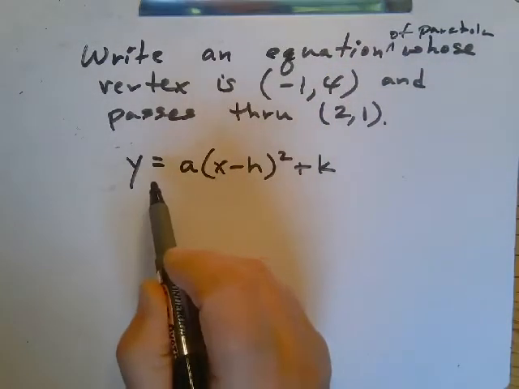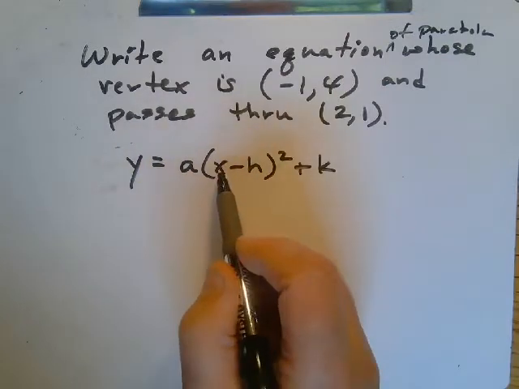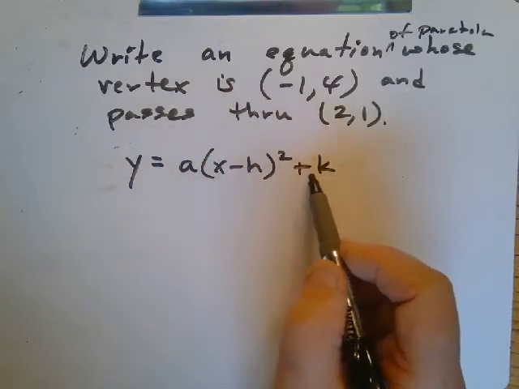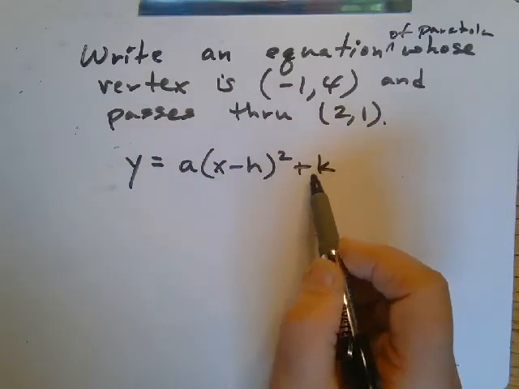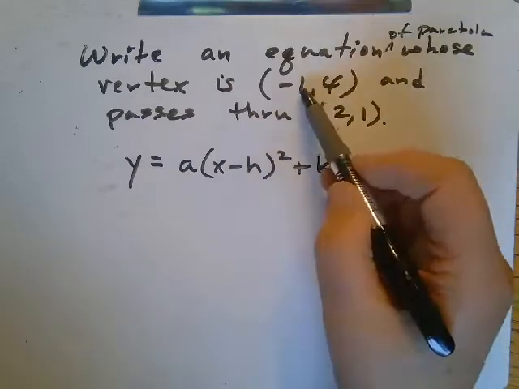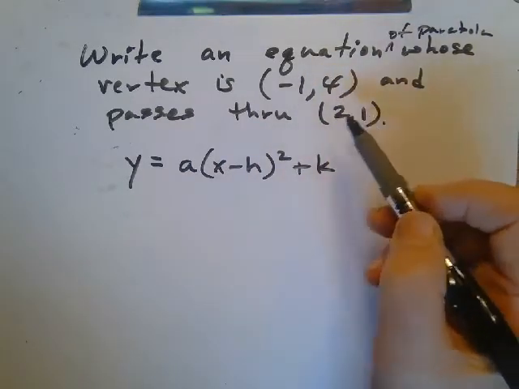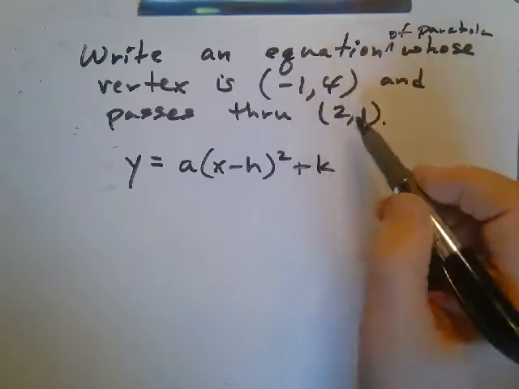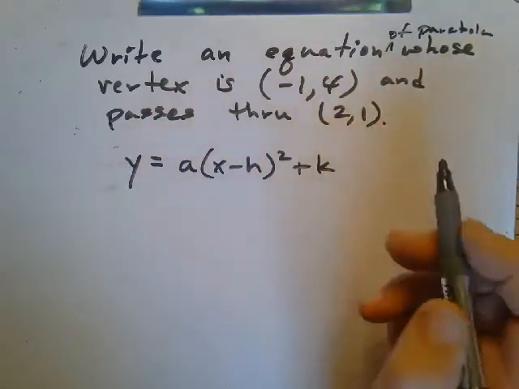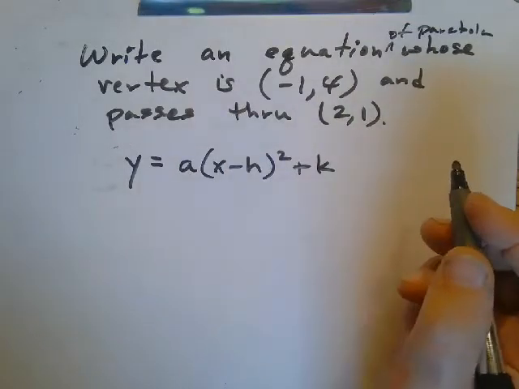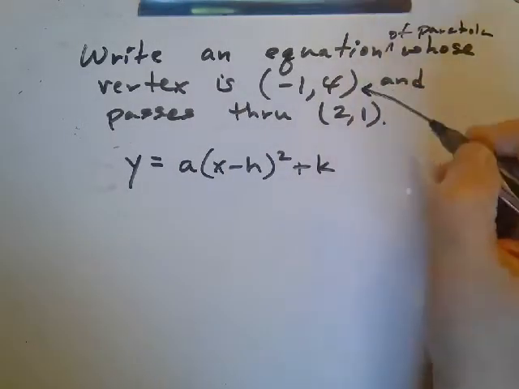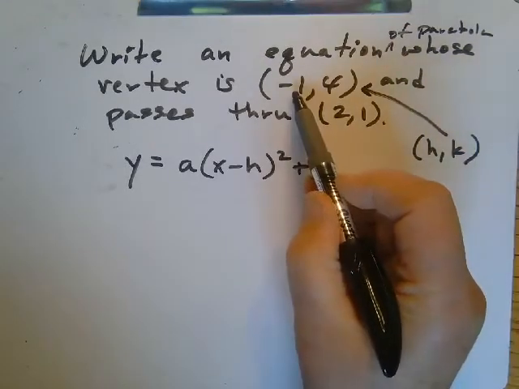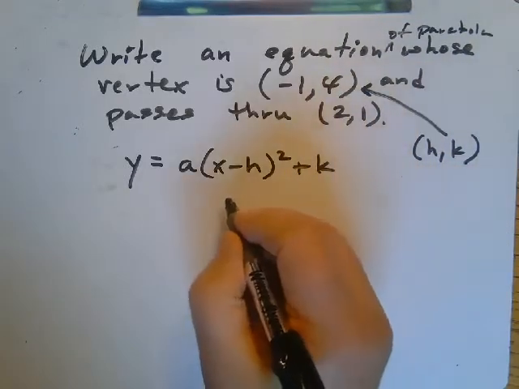Now I want you to look at all the letters here. y, a, x, h, and k. 5 things. 1, 2, 3, 4, 5. Well, there's 5 letters, and there's actually 4 numbers here. So one of the letters is not going to get plugged in for, but we're going to plug these 4 numbers in for 4 of these letters. Well, which is which? Well, the vertex, we've said, is h and k. So the vertex is negative 1, 4. We're going to plug that in right here.